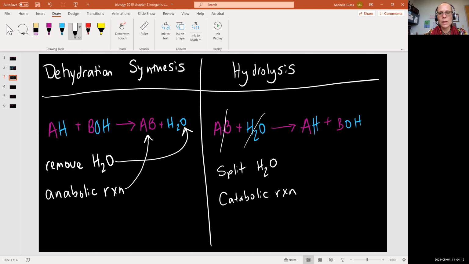Now you're going to see the term hydrolyze used to describe that a hydrolysis reaction has occurred. So if you hydrolyze something, that tells you that you're doing the catabolic reaction, specifically a hydrolysis reaction.